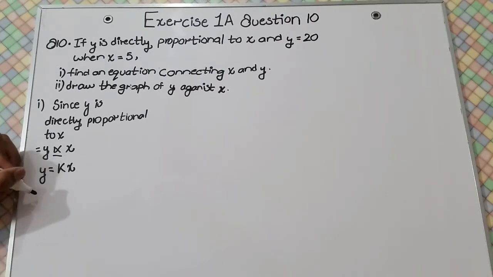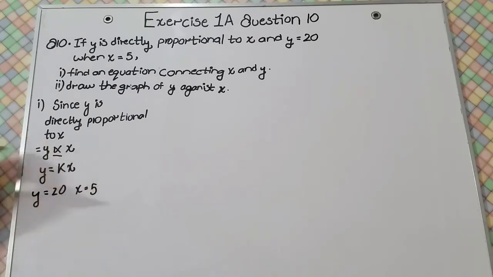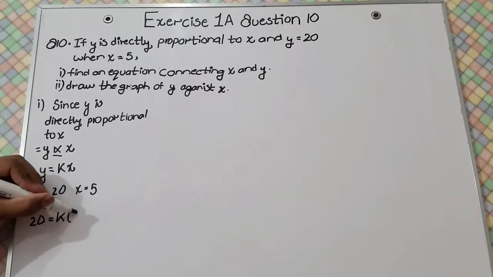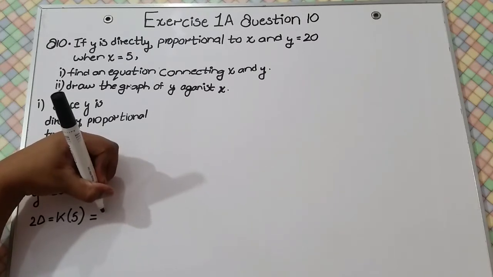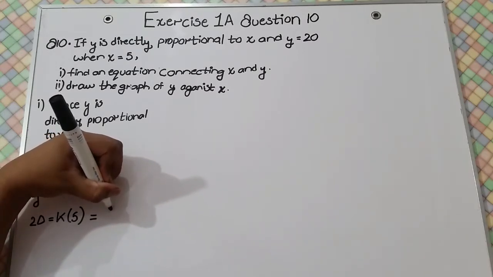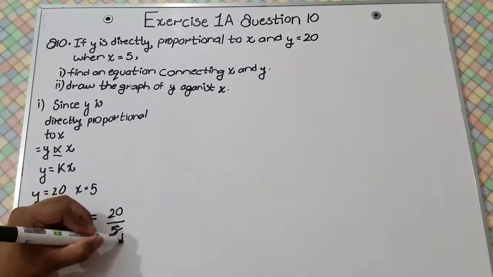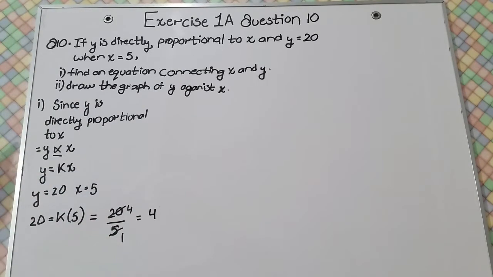Now we are going to fill in the values. y is 20 and x is 5. We need to find the value of k. So y is 20 and k will be as it is, x is 5. Let me further solve it. It will be divided, so 20 divided by 5. Let me simplify it. 5 ones are 5 and 5 fours are 20. The value of k is 4.